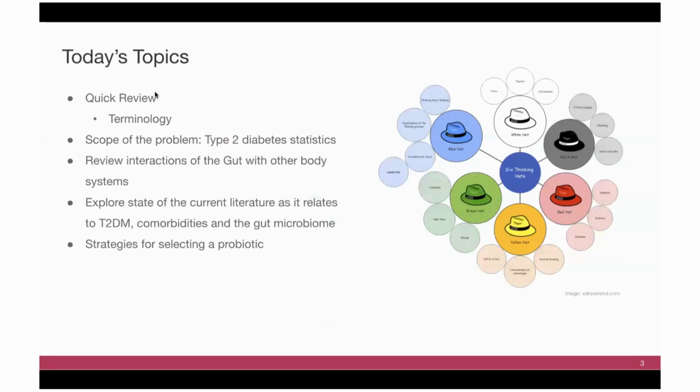Today, we're going to do a brief review of terminology to make sure that we're all on the same page and using the same words. We're going to spend a few minutes reviewing the scope of the problem of type 2 diabetes. We will review the interactions of the gut with other body systems, and we'll explore the state of the current literature as it relates to type 2 diabetes, comorbidities, and the gut microbiome. And finally, we'll spend just a couple of minutes discussing how to choose a good high-quality probiotic and how to explain why your patient should be choosing one product over another.